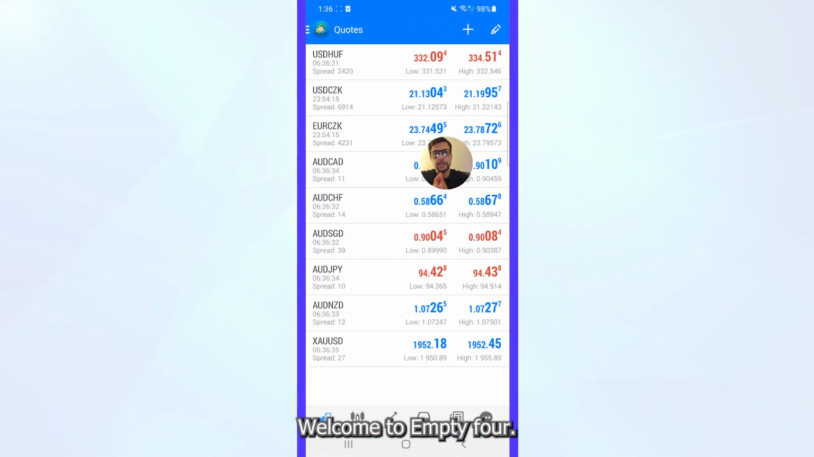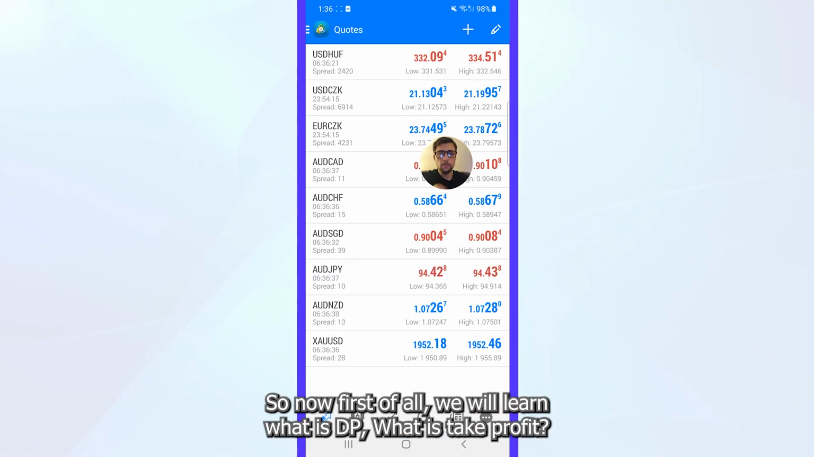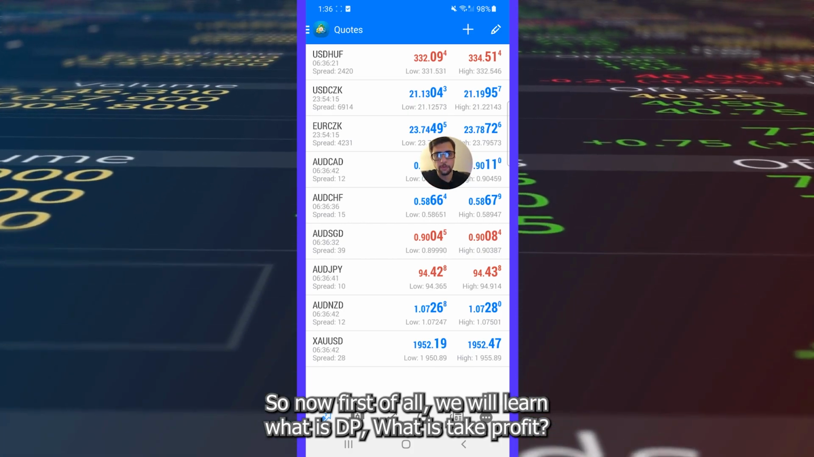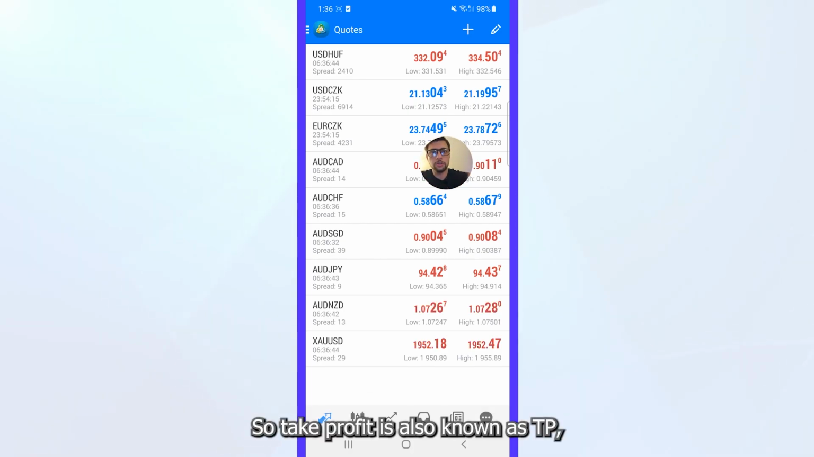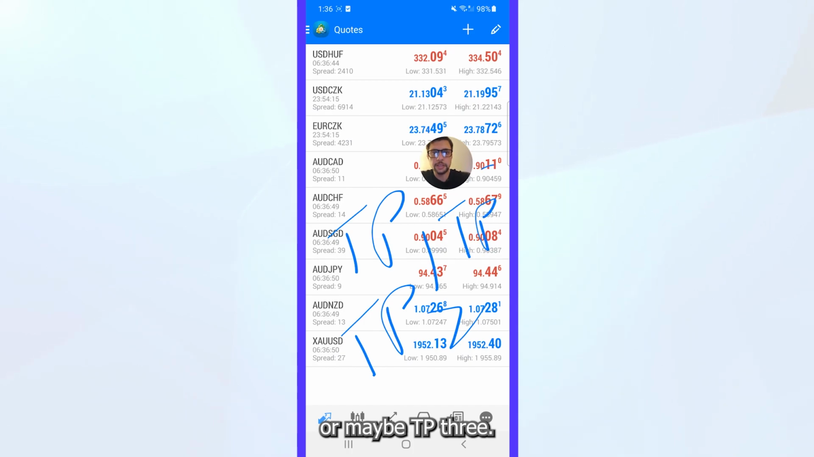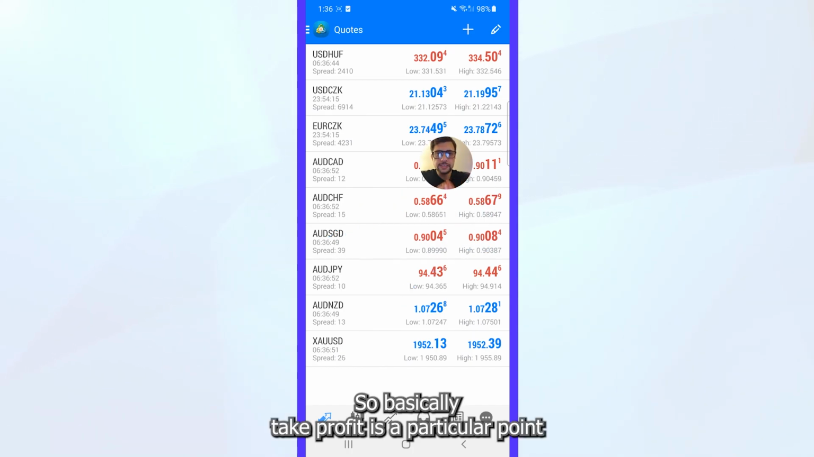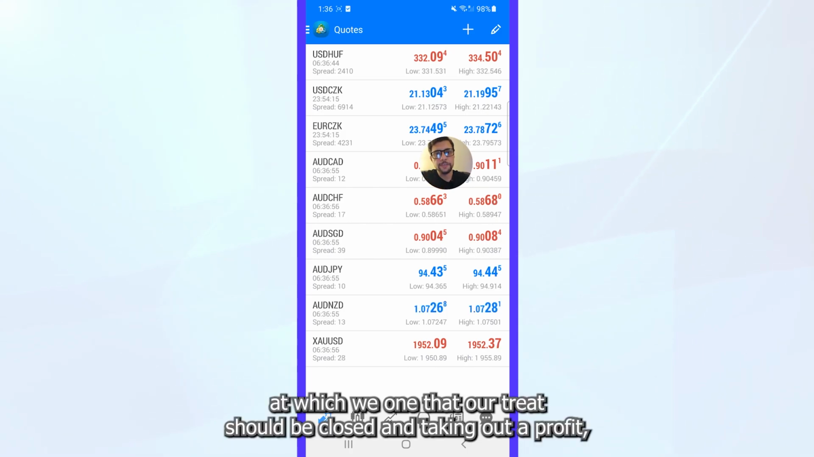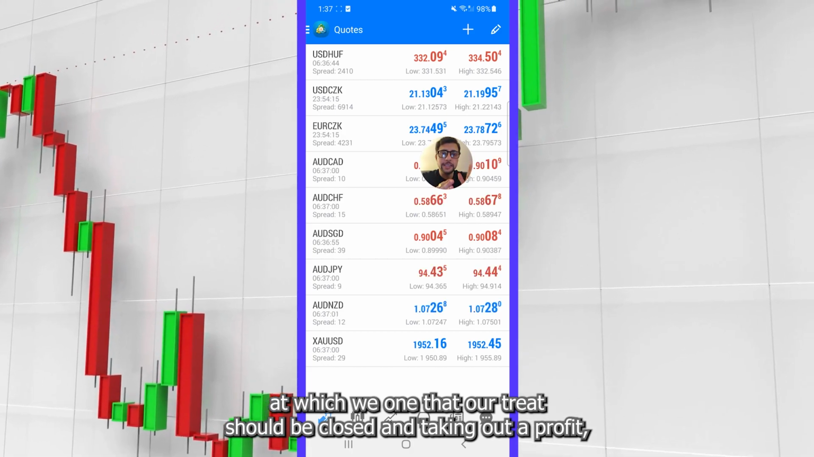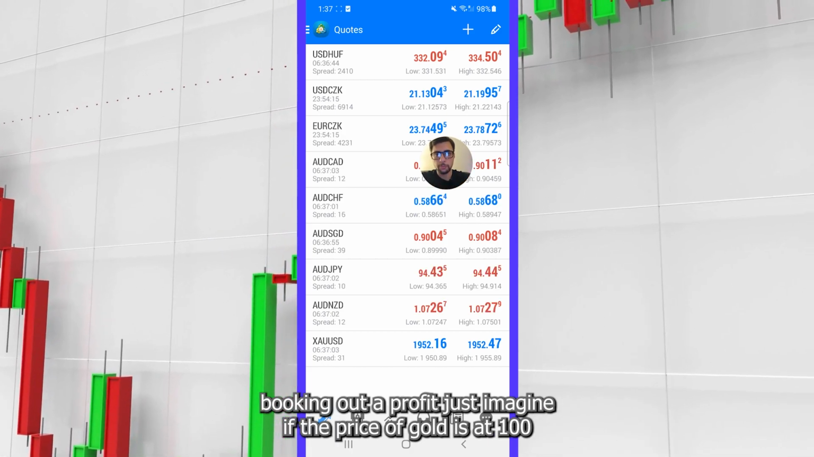So hello guys, welcome to MT4. So now first of all we will learn what is TP, what is take profit. So take profit is also known as TP, maybe TP1, maybe TP2 or maybe TP3. So basically, take profit is a particular point at which we want our trade to be closed, taking out the profit, booking out the profit.